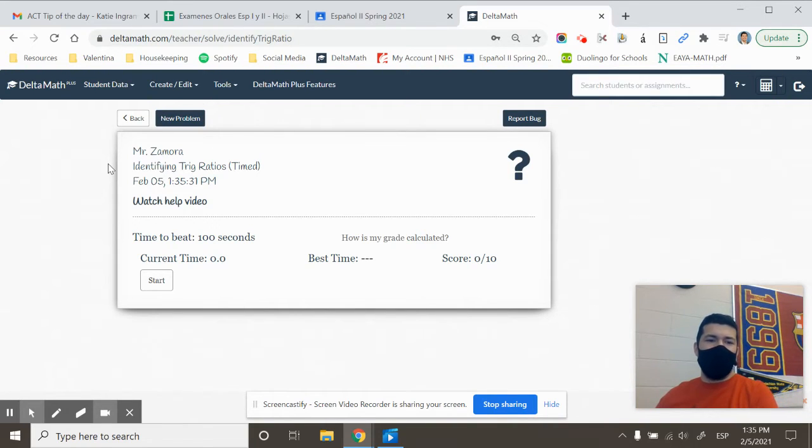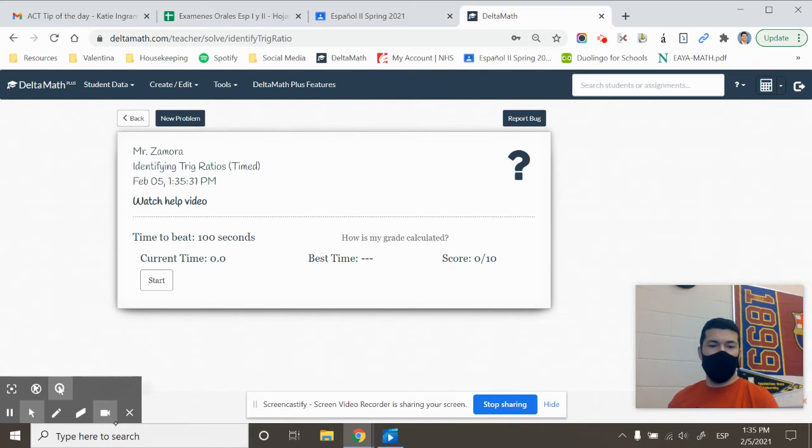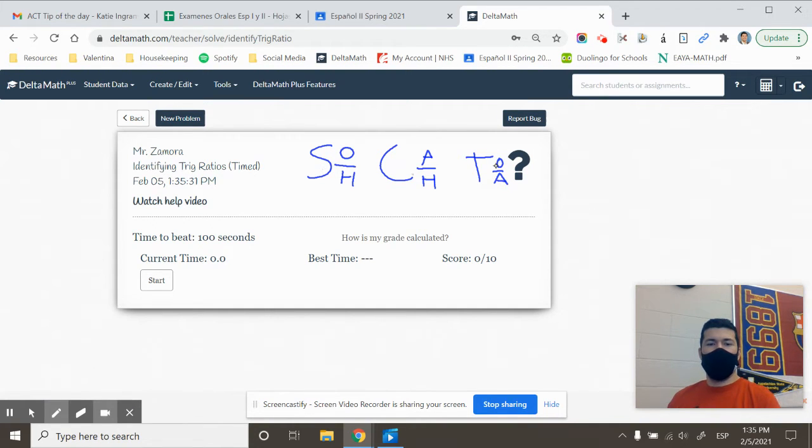Hey guys, a little information about your trig ratios. There's a little acronym that I would like for you to always have in mind, and that is SOH CAH TOA. SOH CAH TOA. If you remember this acronym, it's going to go a long way for you.